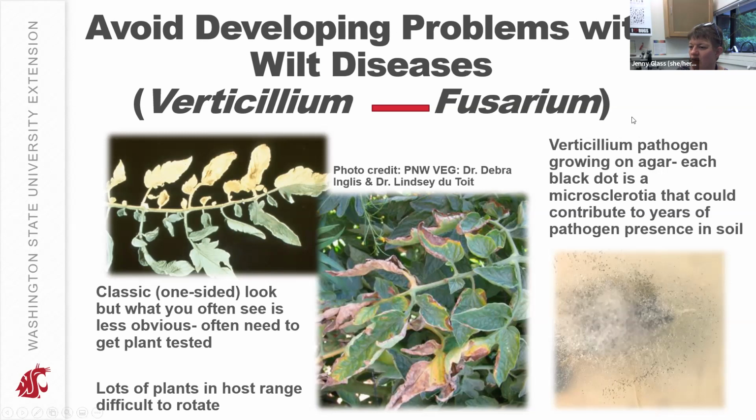Fusarium wilt is another wilting organism that gets into the vascular tissue and clogs it up. More common in warmer areas. So, those of you calling in from the Sequim area or Eastern Washington, Central Washington, probably have more of an issue with that than we do.